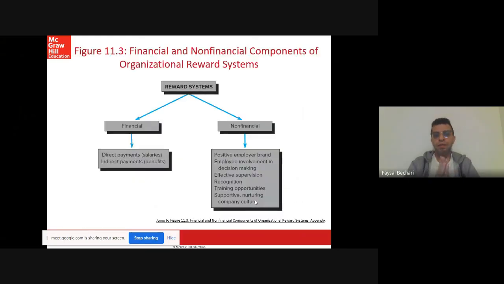Now, the financial and non-financial components of organization rewards. It could be financial, as we said, or it could be non-financial. In the financials, such as direct payments, like salaries, and indirect payments, like benefits, health benefits, I don't know, the traveling. These are indirect payments.